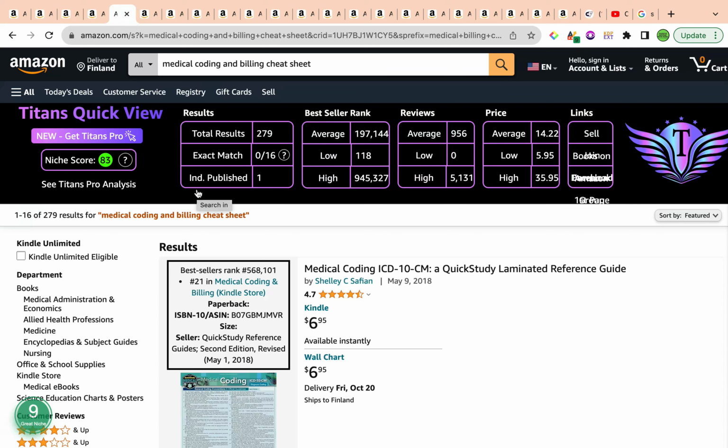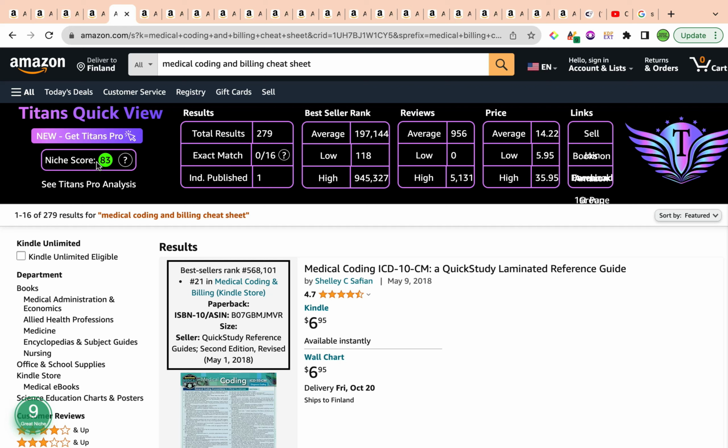And the third and final keyword for the day is medical coding and billing cheat sheet, and it has a wonderful strong keyword niche score on both ends. First of all, Self-Publishing Titans has given this a keyword niche score of 83. Beautiful green light right here, bright green, indicating the keyword strength.